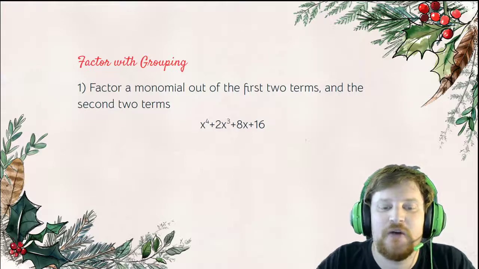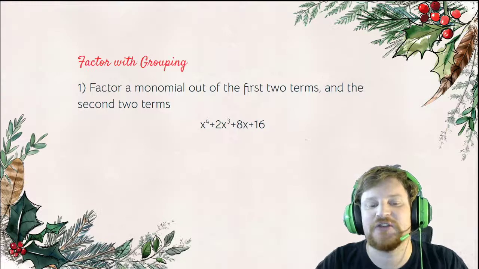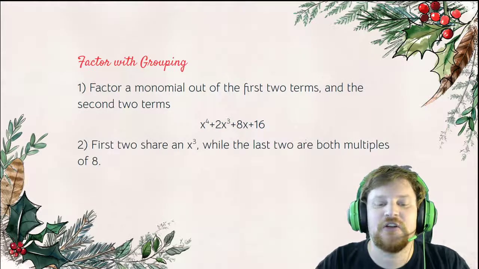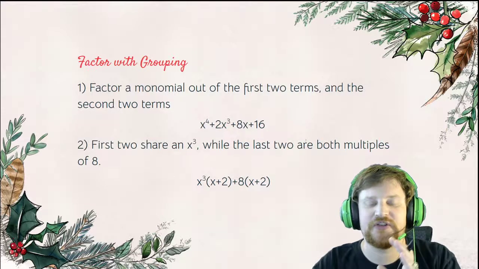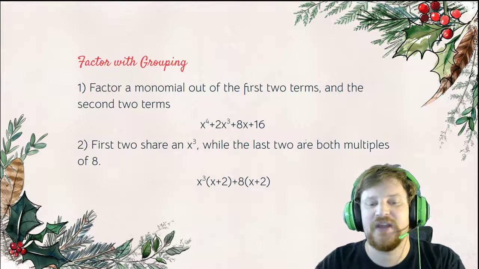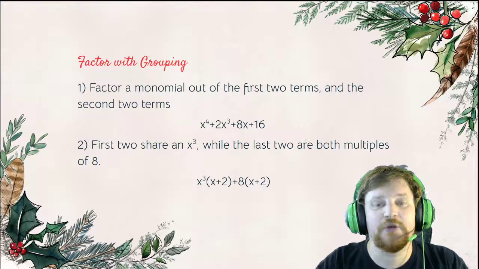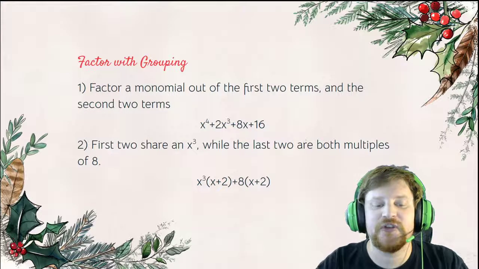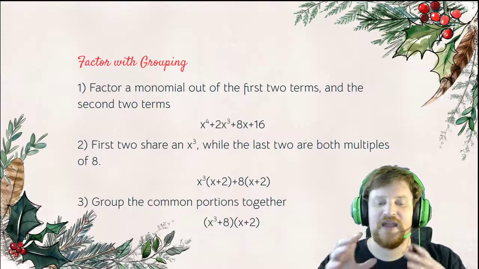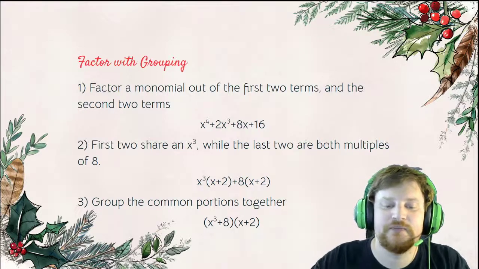So when we factor these out, we're going to factor out x cubed from the first 2, and we're going to factor out 8 from the second 2. And it's going to look like this. X cubed pulls out, leaving us with x plus 2. And then when we pull the 8 out, that leaves us with x plus 2. Notice as we regroup these, the x plus 2's stay together, and we can also keep the x cubed plus 8 together, meaning we're left with x cubed plus 8 and x plus 2.